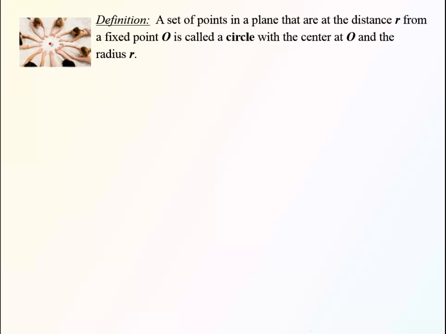So the distance from the center to any point on the edge of the circle is called the radius. Here's a small radius, here's a little bit longer radius. Let's call it capital R. Formally, a circle is a set of points in a plane that are at a certain distance r from a fixed point O, usually called the center, and the distance r will be called the radius of the circle.